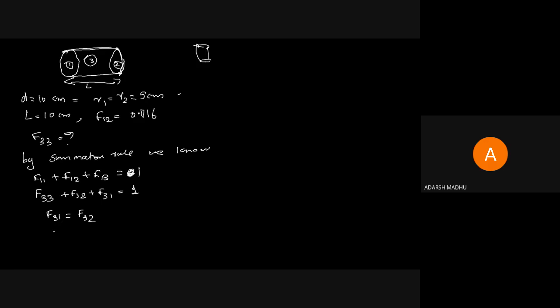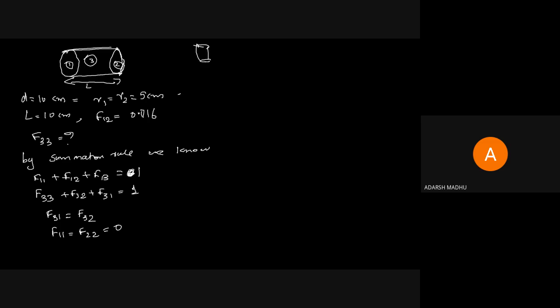Again, I am writing some condition. F11 equal to F22 equal to 0. F11 means the plane flat circular surface to itself. There is no radiation from that surface to itself.